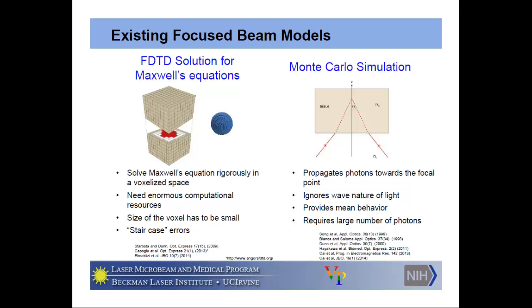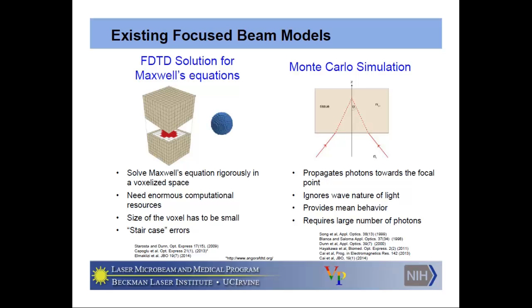So when you have a problem, first we look at existing techniques. The first technique is the FDTD solution for Maxwell's equations. FDTD means finite difference time domain, and it solves Maxwell's equations rigorously in a voxelized space. When I had that problem initially, we collaborated with Professor Andy Dunn at UT Austin, and we asked them to do the simulation because we are developing a new model here. We want to compare our results with them. So we gave that problem to them and asked them to simulate it.